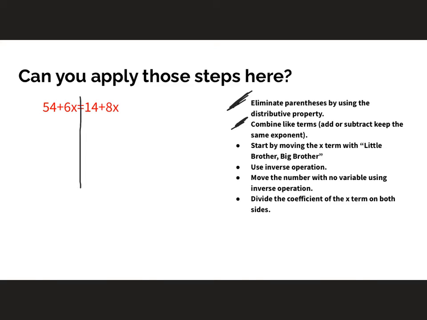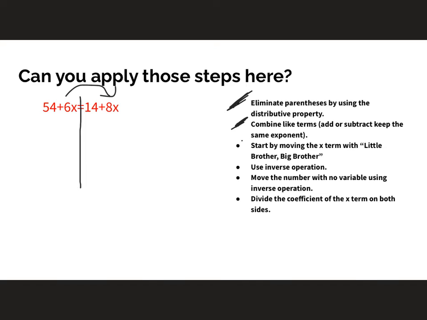Then I need to start by moving the x term with the little brother, big brother process. So again, little brother, big brother, I have a 6x and I have an 8x. 6x is the little brother because 6 is smaller than 8. So what I'm going to do is I need to move this 6x over to this side.